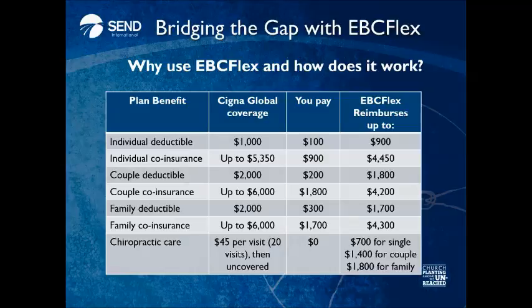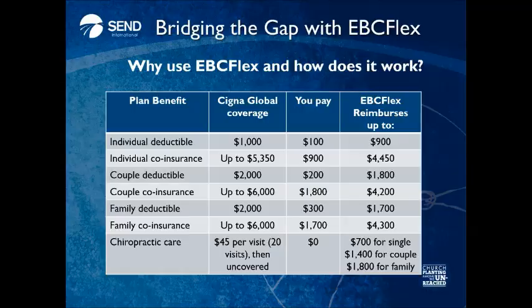A couple would pay the first $200 and would be reimbursed up to $1,800. A family would pay the first $300 and be reimbursed up to $1,700. The embedded deductible that we discussed previously applies here too. If you have a family of 5 and one person needs an X-ray that costs $1,000, you would pay the first $100 and EBC Flex would reimburse $900. But as a family, you wouldn't pay more than a total of $300 for in-network deductible for the year.